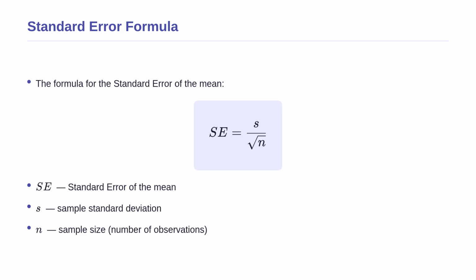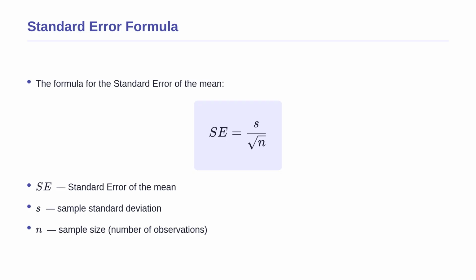This concept leads us directly to the formula for standard error, which is beautifully simple but incredibly powerful. Conceptually, it adjusts our data's natural spread by the amount of evidence we have collected. Let us look at the symbols. SE stands for the standard error. On the top of the fraction, S is the sample standard deviation that we learned how to calculate earlier. On the bottom, N is the sample size, and we take its square root.